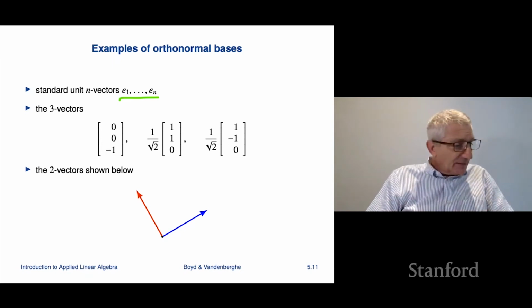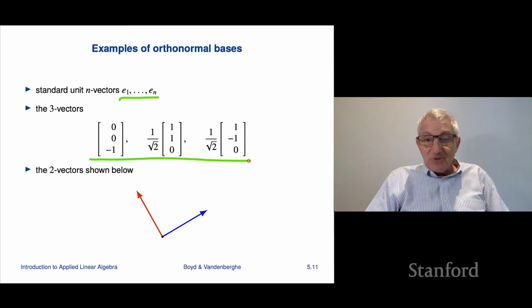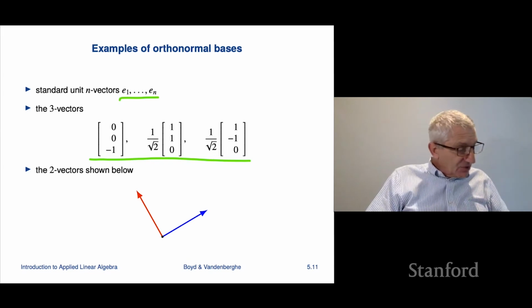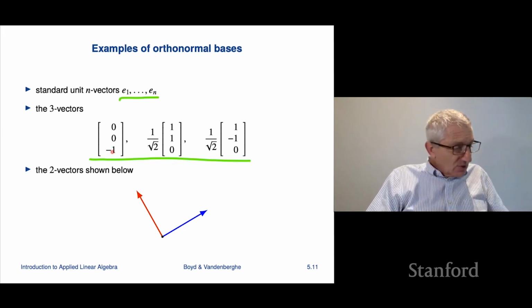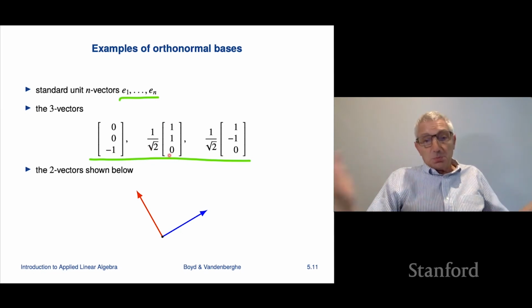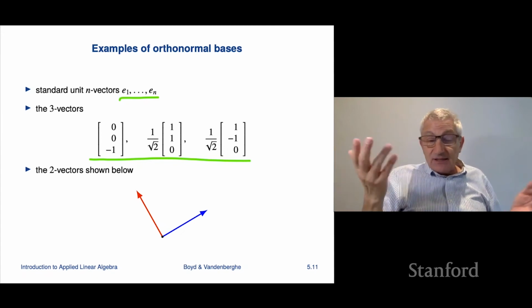Okay, here's an example of an orthonormal basis for three-dimensional vectors. And here they are. The first vector is 0, 0, minus 1. It's normalized. The second one is 1 over square root 2 times (1, 1, 0). Okay, let's check. Let's take the norm of that in our head.